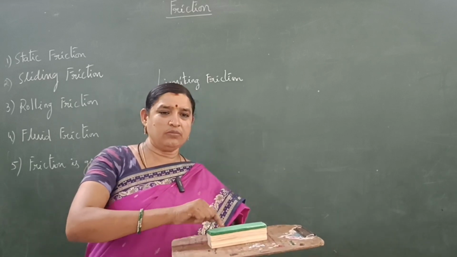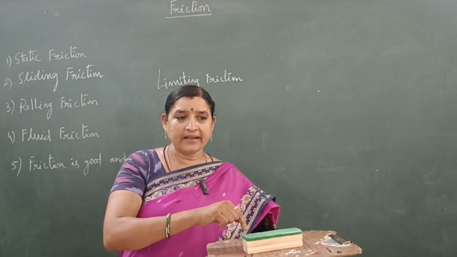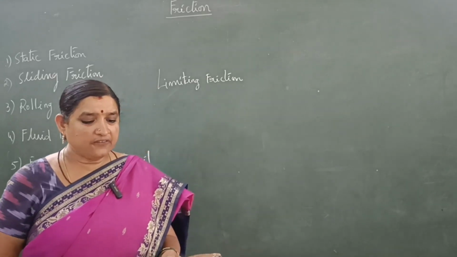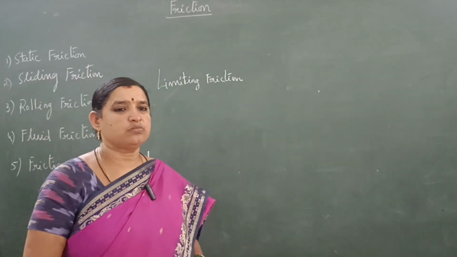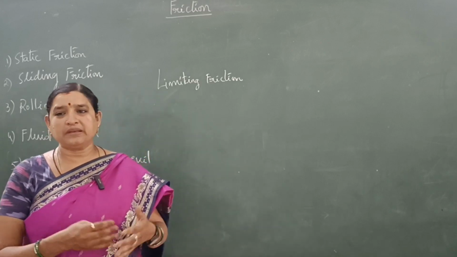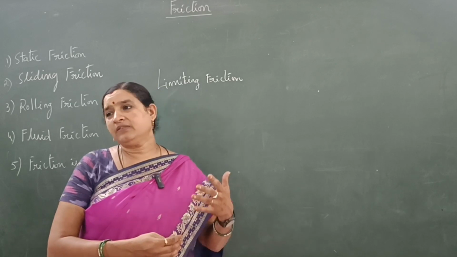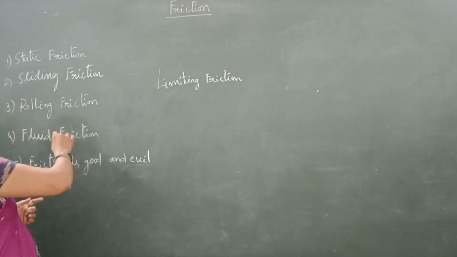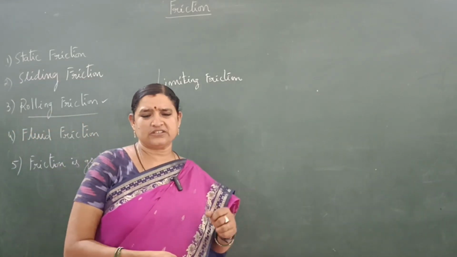When a body moves on another body and both are in contact, that is called sliding friction. Sliding friction depends upon the smoothness of the surface. If the smoothness is more, friction becomes less. If the surface is rough, then the friction becomes more. The next one is rolling friction. Rolling also reduces the friction.